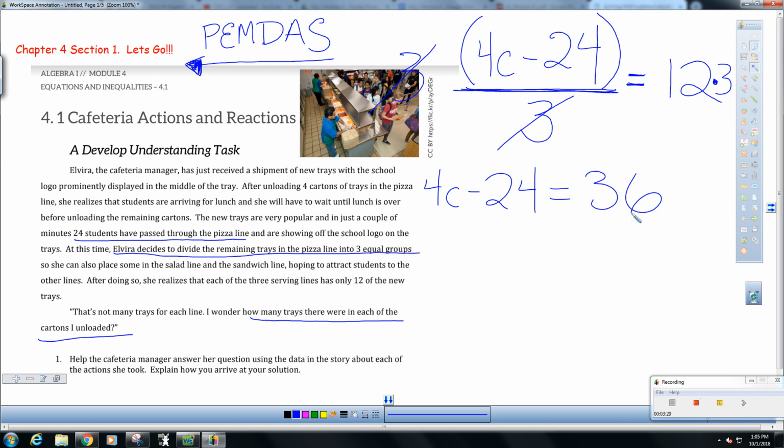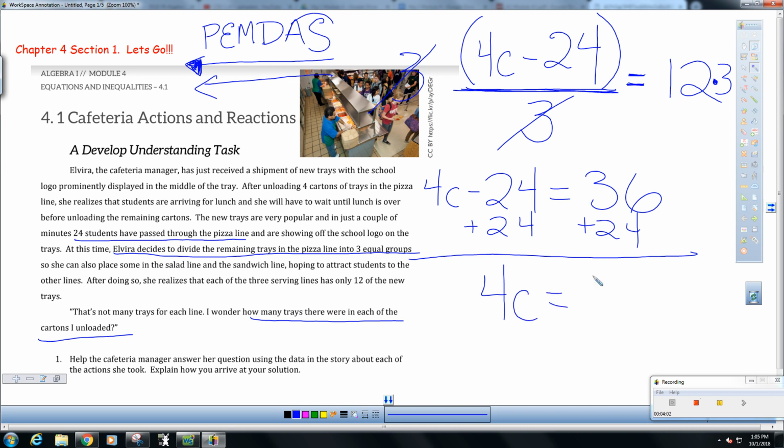Okay? So I have gotten rid of the division, and now I no longer need my parentheses because I'm not dividing everything by 3. So now my parentheses are gone, so I'll look back to PEMDAS, and I want to get rid of the addition and subtraction first. Remember, I'm going that way. That way. So how do I get rid of subtraction? I add. And that gives me 4c is 60. Okay? Divide each side by 4. And I get c is 15.